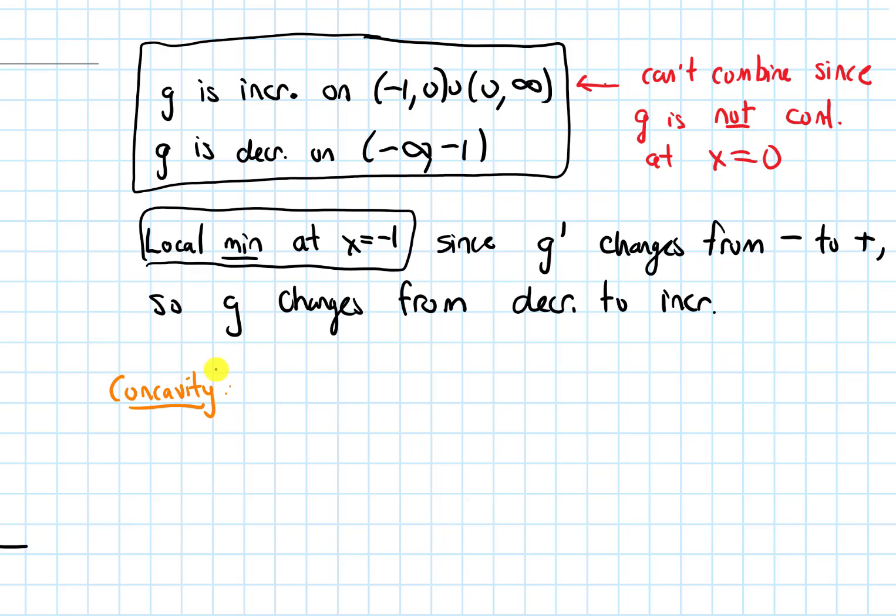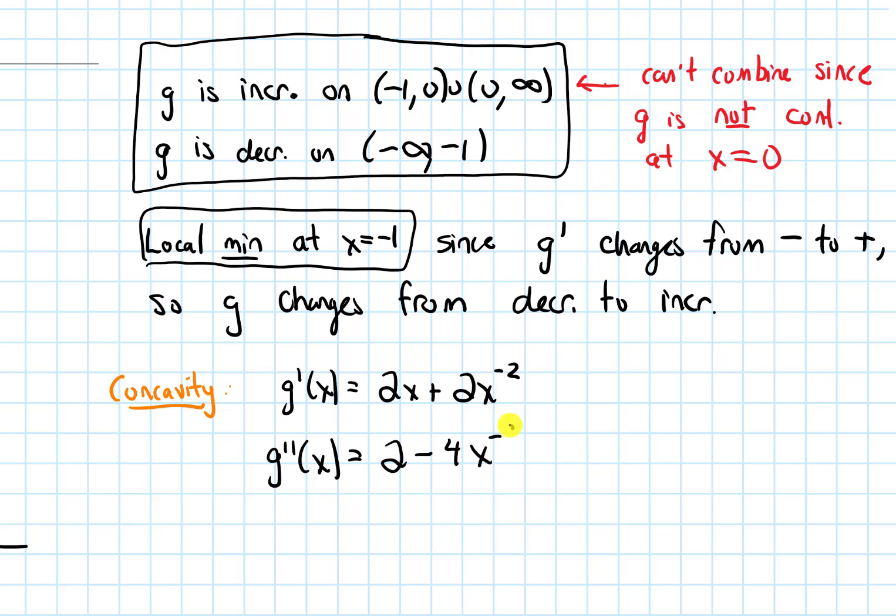So for the concavity now. All right, so for this, we will need the second derivative. Remember, our first derivative was 2x plus 2x to the -2. If I do the derivative of that, the derivative of 2x is 2. For the next term, the -2 will come down and give me -4. And then I'll get x to the -3. So let's simplify this. This is 2 minus 4 over x to the third.